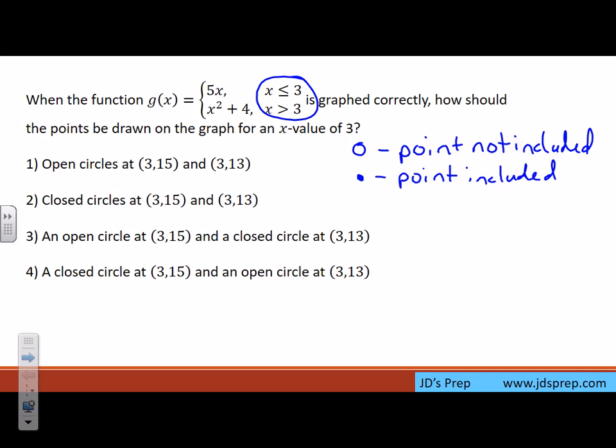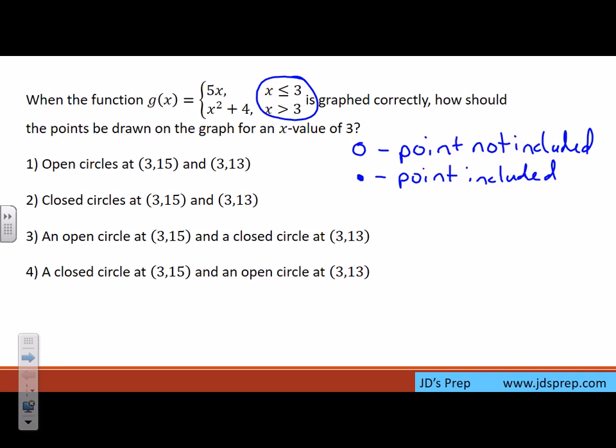So what this problem wants us to identify here is which of the points (3, 15) and (3, 13) belongs to which piece, and do we need an open circle or a closed circle to include the point or not include the point.